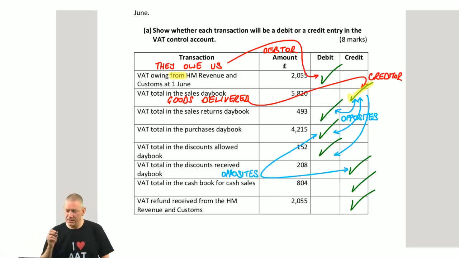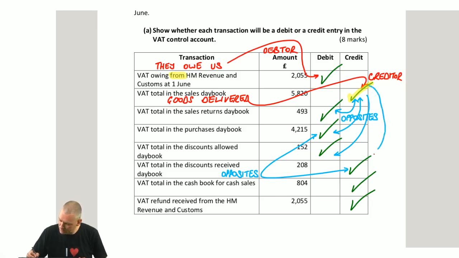VAT total in the cash book for cash sales. Now, cash sales, as I mentioned earlier, is the name for the remittances received instantly and the goods go out at the same time. VAT liability is recognised at the point that the goods go out. So the goods have gone out in the cash sales. So these two are the same. If I can just make that connection there.